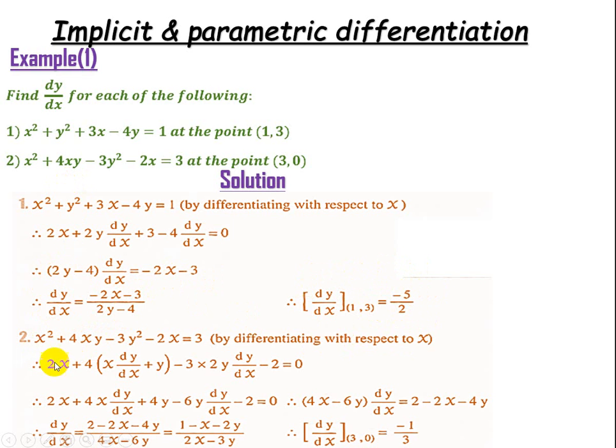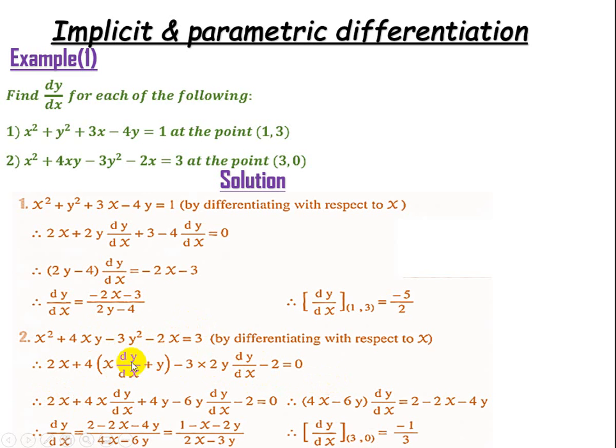Second one: x to the power 2 plus 4xy minus 3y to the power 2 minus 2x equals 3. Differentiating with respect to x, here is 2x. Bring down 4. xy is a product of two functions: derivative of first times second plus derivative of second times first. So bring down x, the derivative of y is dy by dx, bring down y, the derivative of x only is 1. Minus the derivative of 3y squared, which will be 6y dy by dx. The derivative of negative 2x is negative 2, and the derivative of 3 is 0.